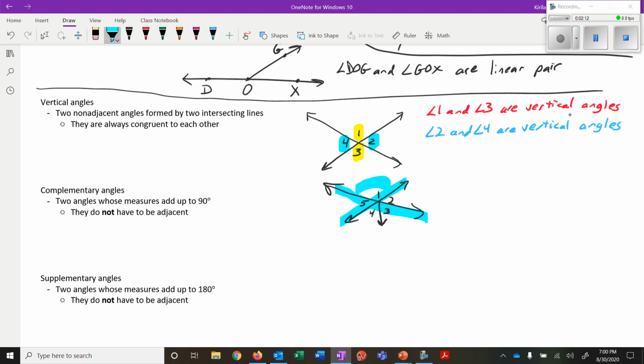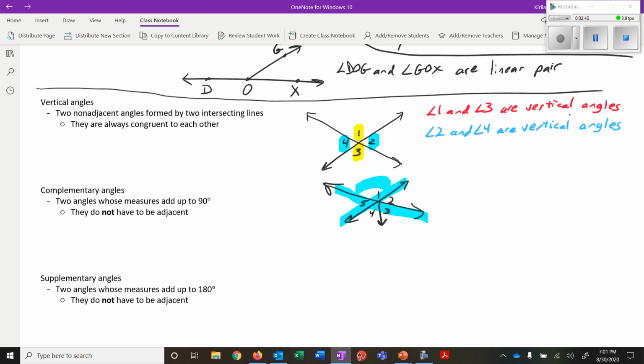Well, 5 is adjacent, that's not going to work. 2 is adjacent, that's not going to work. 3 and 4 are non-adjacent, but angle 4 is not made by the same two lines as angle 1, so it's not 4. Angle 3 is not adjacent to angle 1, but it is not formed by the same two lines as angle 1, so it's not 3. So in this picture, there is no numbered angle that is vertical to angle 1, because there's no numbered angle that's made with the exact same pair of lines that angle 1 is.